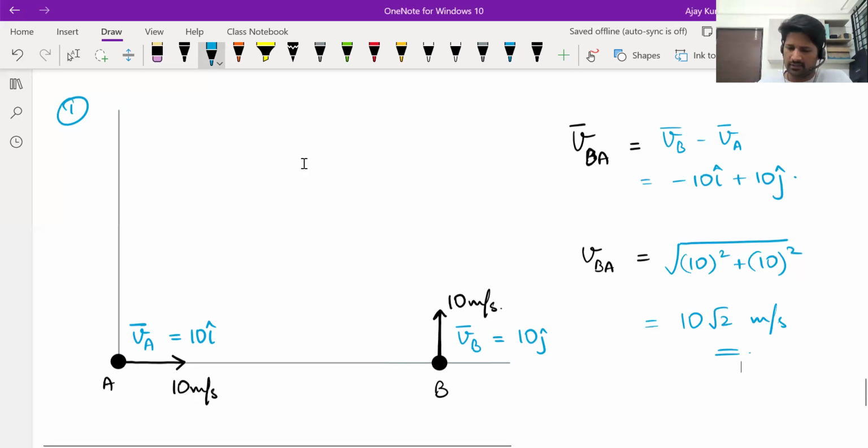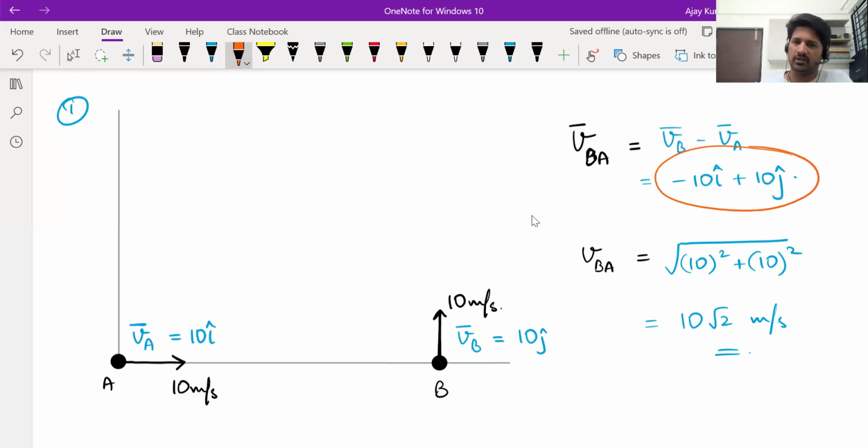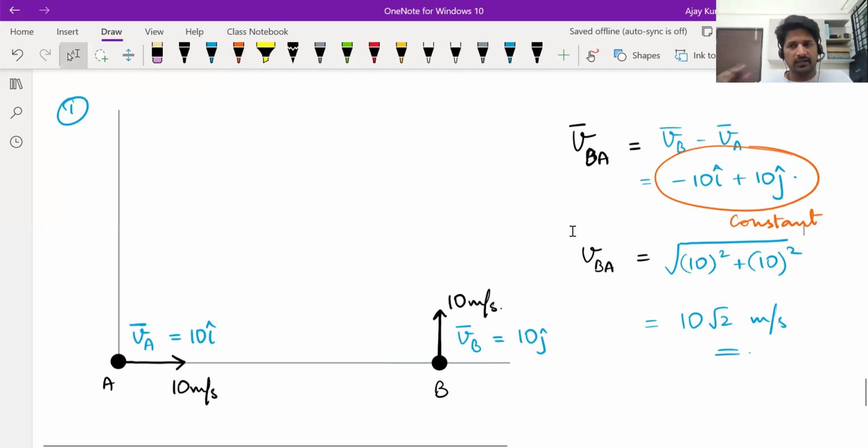Now I have one exercise for all of you. There is the velocity of B relative to A, and clearly this is not dependent on time or anything. So this is a constant velocity with which B appears to move as seen by A. Now let us make A the reference. A and B are both moving, but let's make one of them the reference.